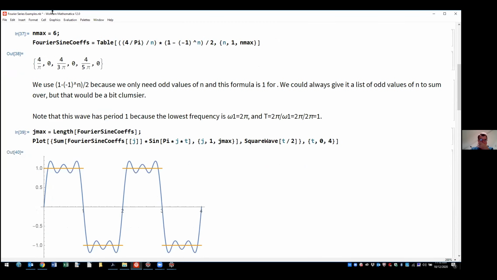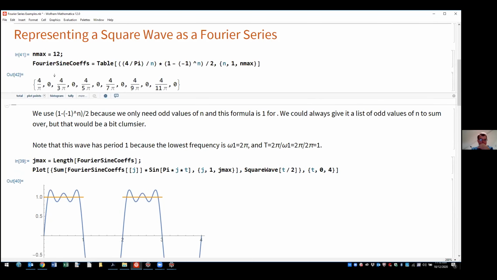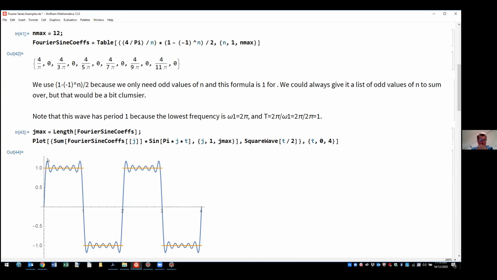We go out to 6, it looks better. Let's go out to 12. It's still wiggling in here. But you see how the approximation is getting better and better? That's just like what we did with Fourier series, where we found as we added more terms, it got better and better. Does anybody have a question?